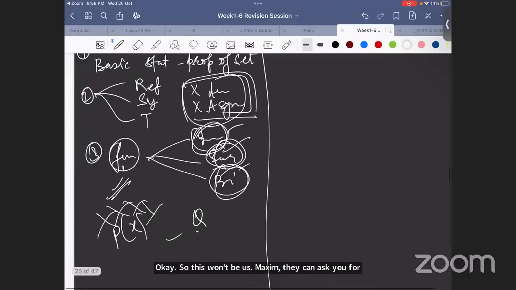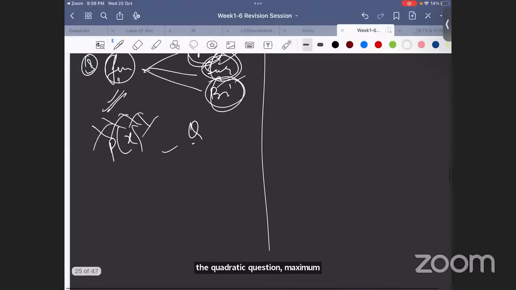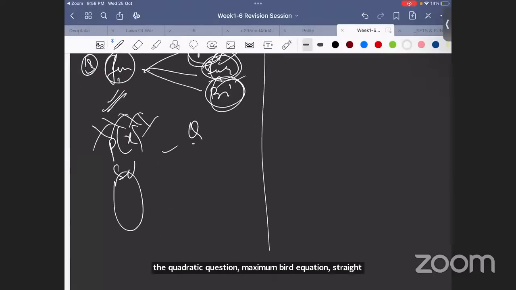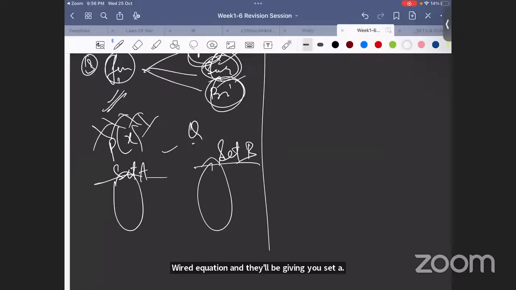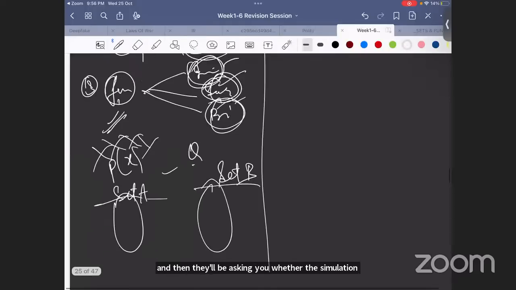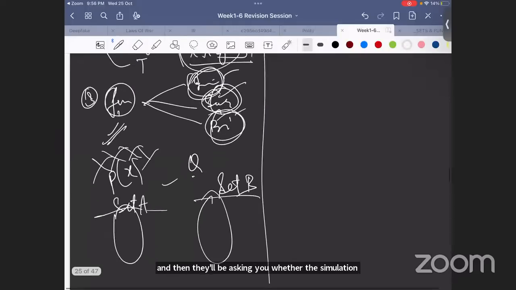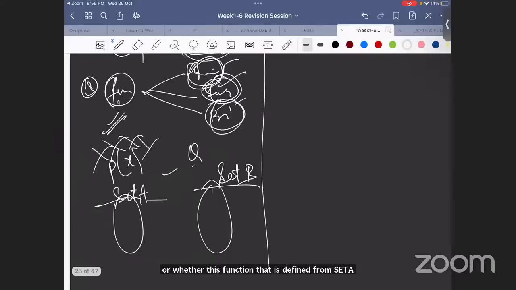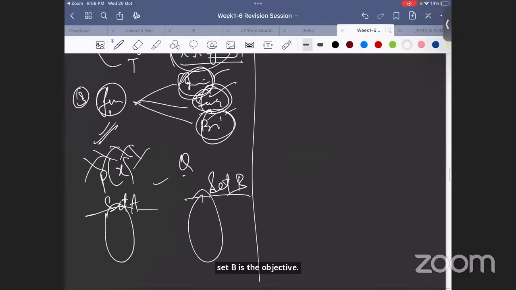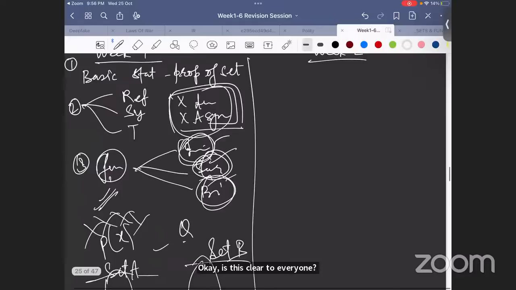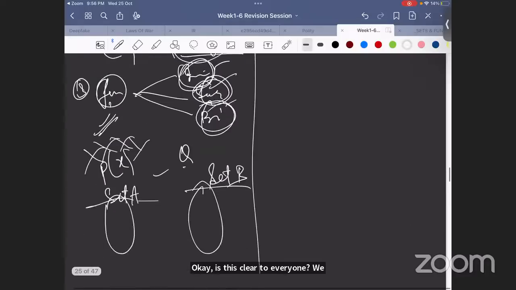Maximum they can ask you for a quadratic equation, straight line, quadratic equation, and they'll give you set A, set B, and ask whether this relation or function defined from set A to set B is injective, surjective, or bijective or not. Is this clear to everyone? Yes, sir.